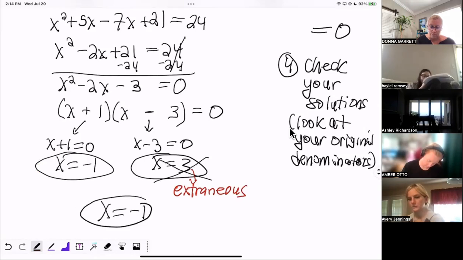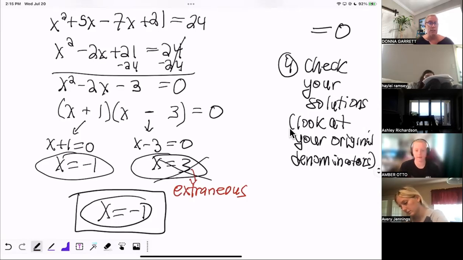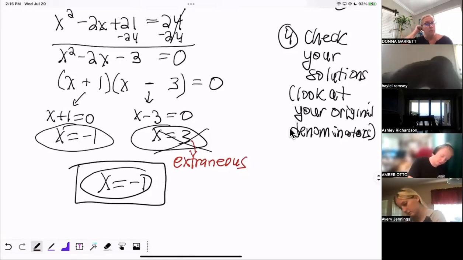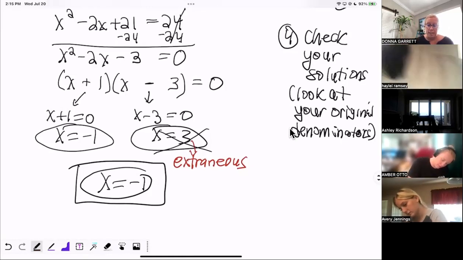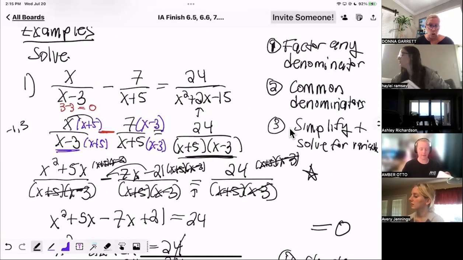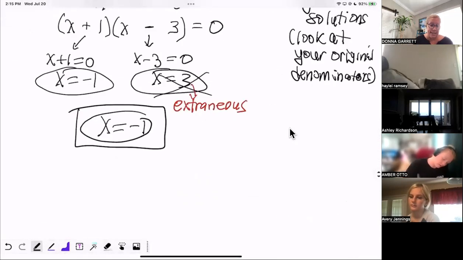So this doesn't count, extraneous. This is my only solution right here. That's my answer, x equals -1. The only thing I can use. You do that every time. You go back to the original one, make sure your answers are able to be used. For instance, let's just say for a minute, let's say -1 is extraneous too. What do you put? No solution. We're going to do that in a minute.